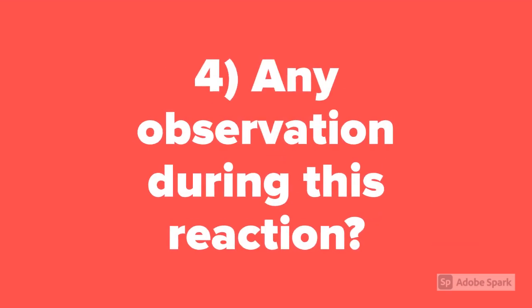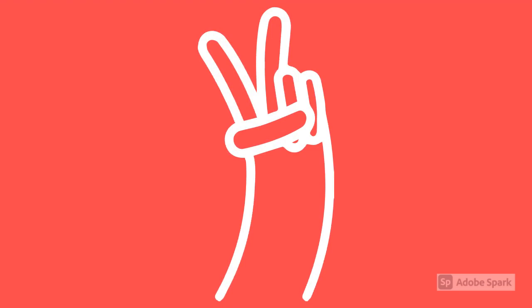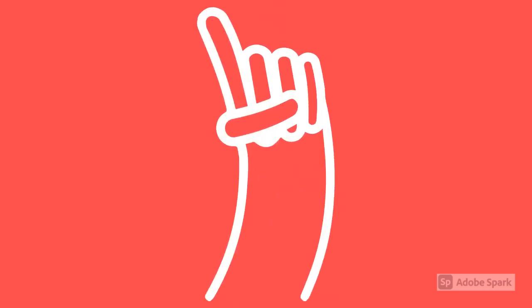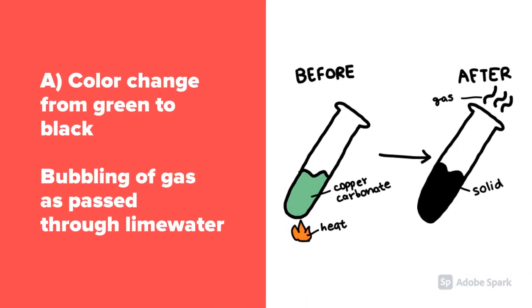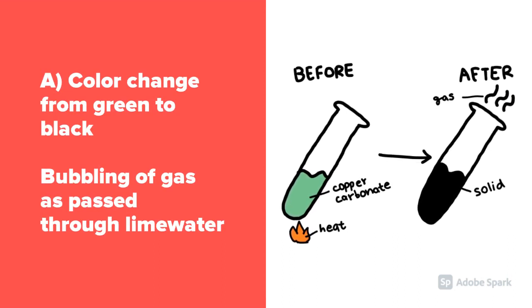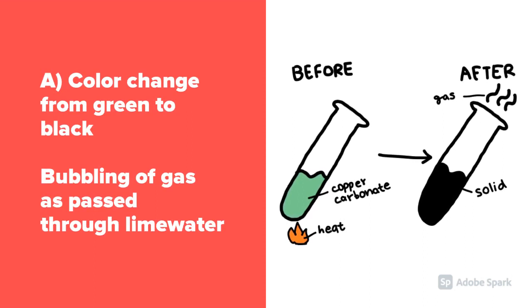Question number four. Are there any observations during this reaction? There is a color change from green copper carbonate to black copper oxide, and a bubbling of gas as carbon dioxide is passed through lime water.